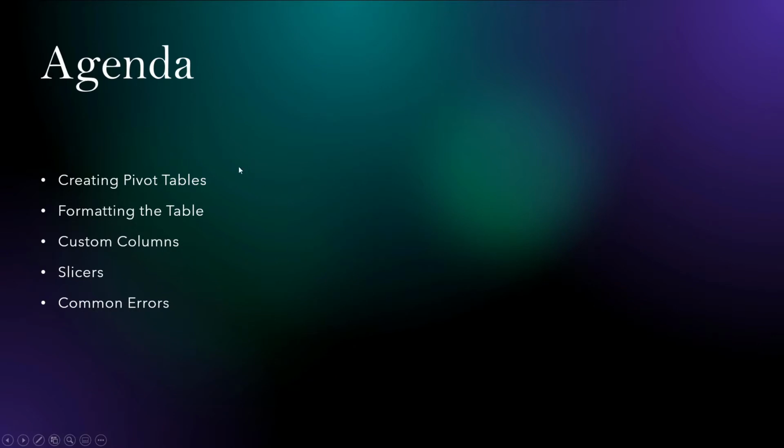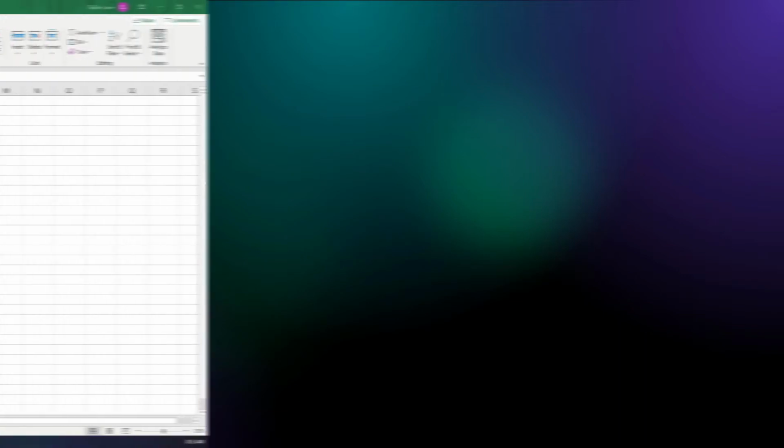So let's look at today's agenda. What we're going to be doing is creating a pivot table. We'll format the table. We'll create custom columns, slicers for filtering, and some common errors that we may see in processing our pivot table. So let's move on over to Excel.